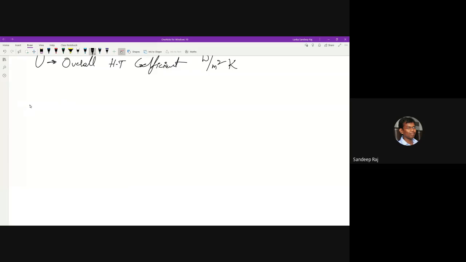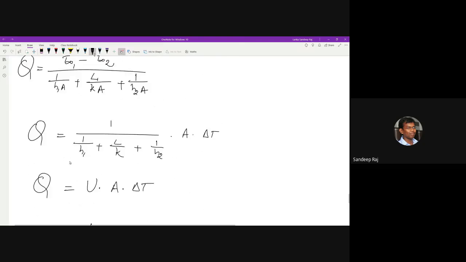So there are two ways of finding U. U is equal to 1 by the resistance total, and this resistance total should not have area in it. Whatever area is there should be neglected, so for that you multiply the area, A into R total. That is one way of doing it. The other way of finding U is simply Q by A into delta T. Anyway, you can do it.